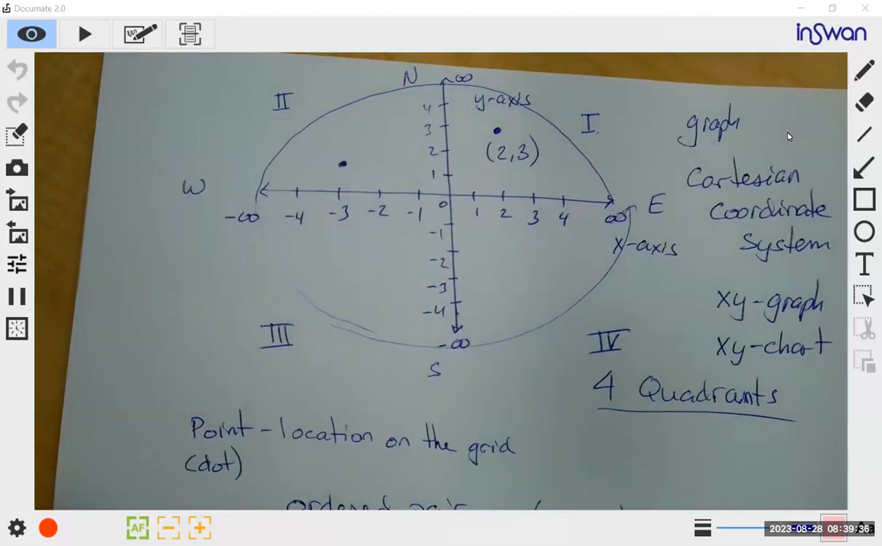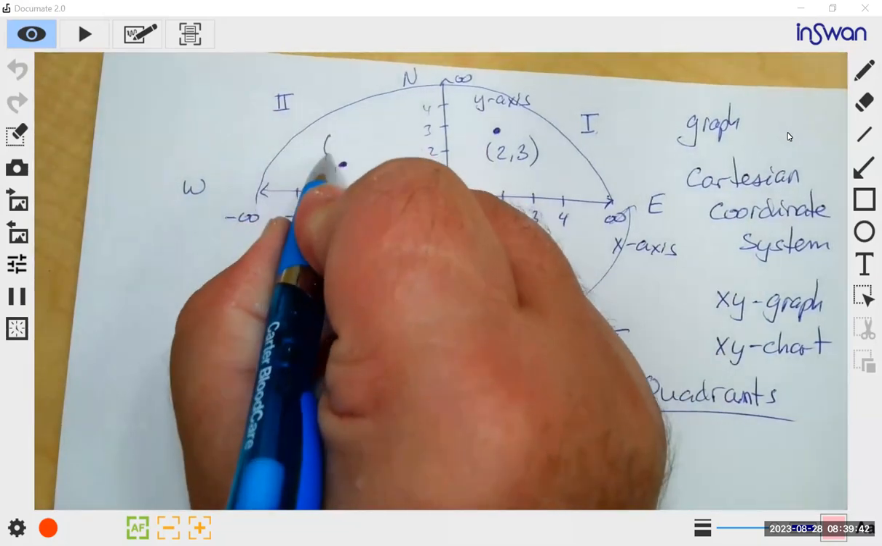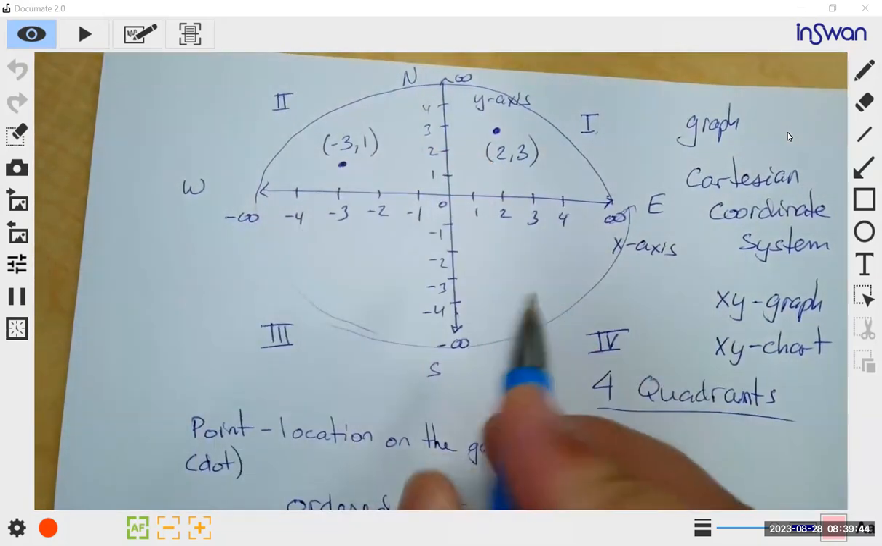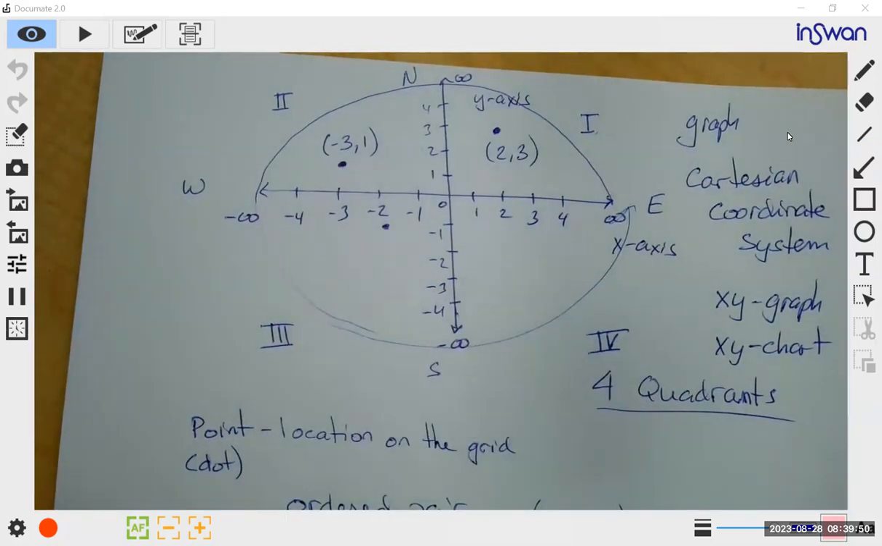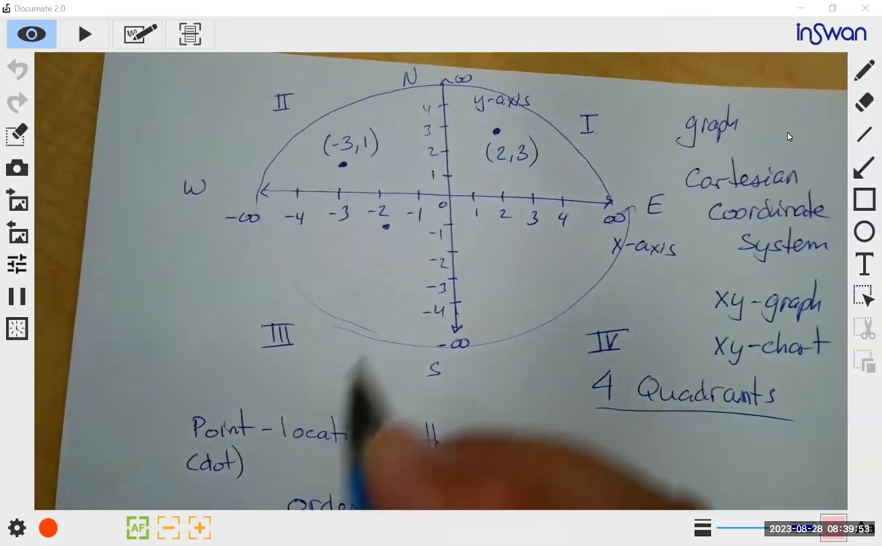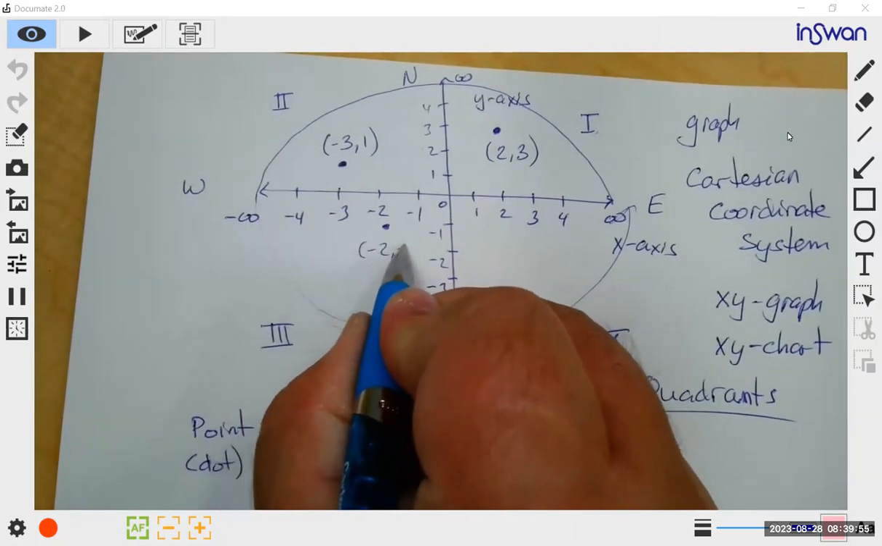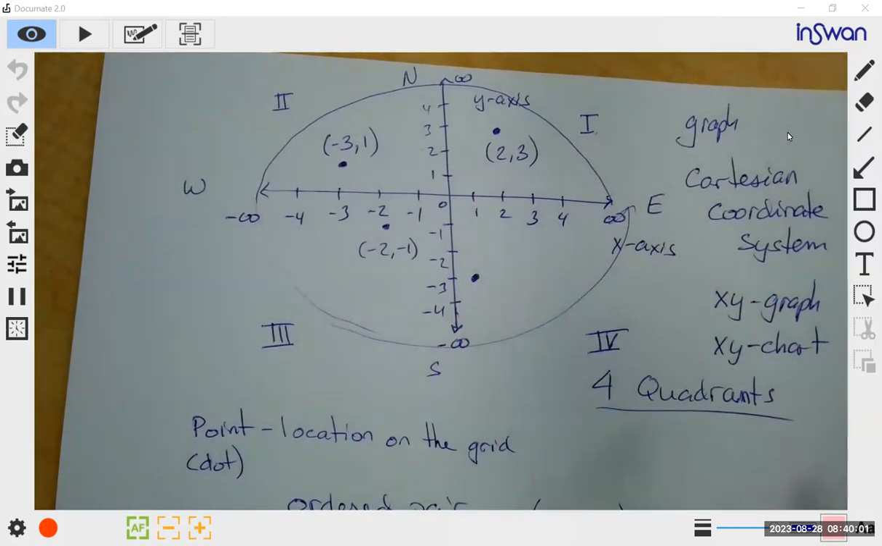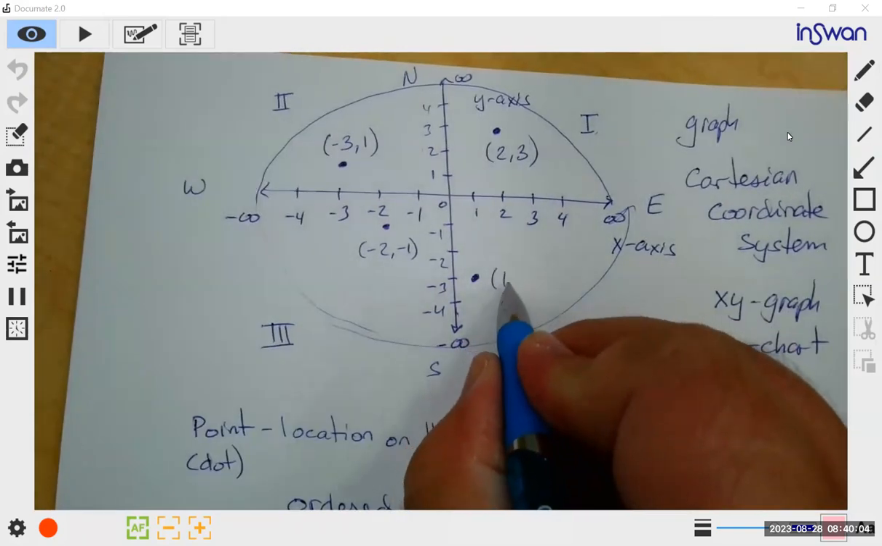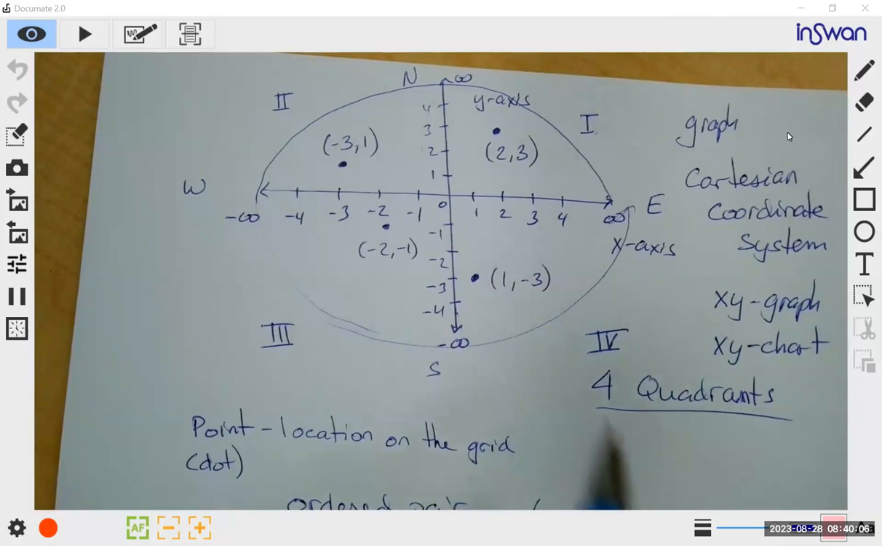How about that location? -3 and 1. This one. -2, -1. And then this one. 1, -3. Very good. Because what do you call this one? Which location? 0, 0.